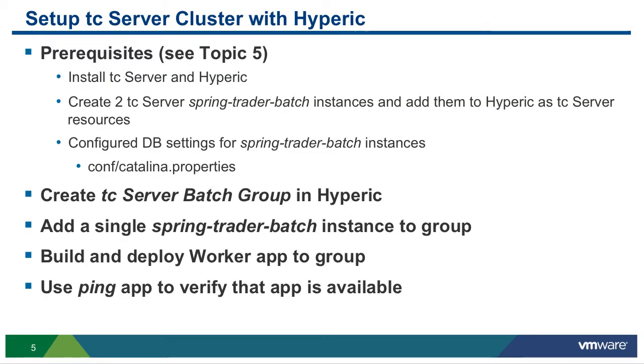we're going to look at setting up the TC Server cluster using Hyperic, assuming that TC Server and Hyperic have been installed as described in topic 5, and also that 2 TC Server instances have been created based on the Spring Trader batch template that's available in the distribution under topic 5, and they've been added to Hyperic as resources. So we'll focus on creating the TC Server batch group, adding a single node initially, or single instance.